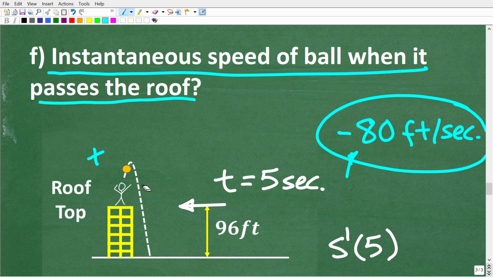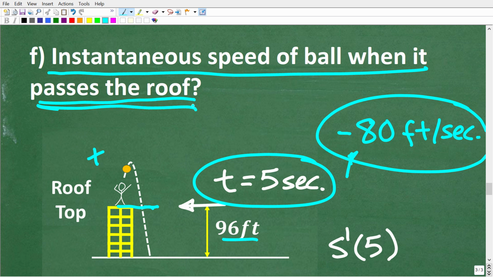All right, now recall earlier in the video, we determined that the ball is passing the roof at 5 seconds, right? So there's actually two times where the ball is at 96 feet, which is basically what the question is asking. That is time is equal to 0, right? So that's where the ball starts, but there's another time, and that is 5 seconds. So we already determined that, but what we want is the instantaneous speed at when? Well, how fast is this ball at time is equal to 5 seconds?